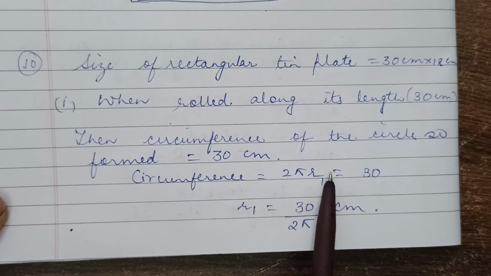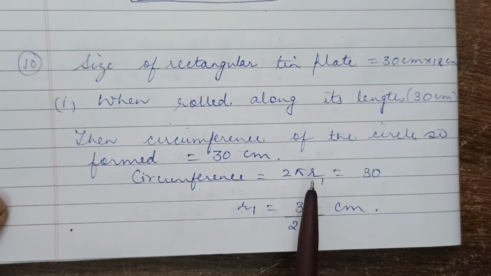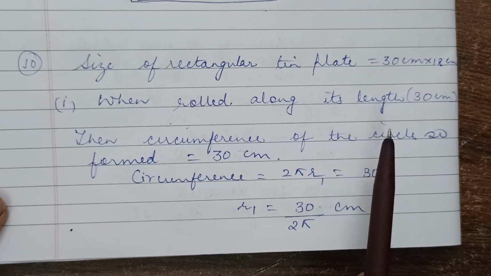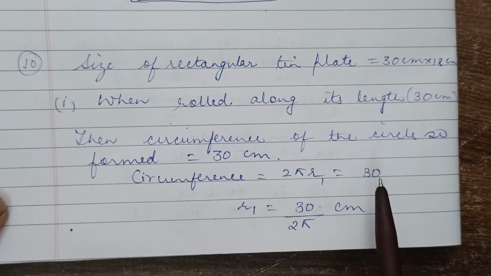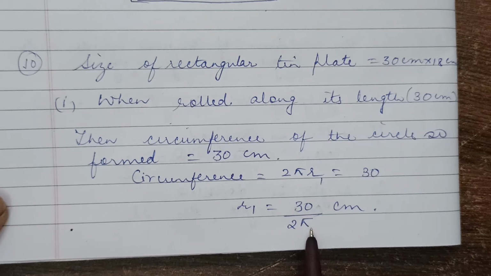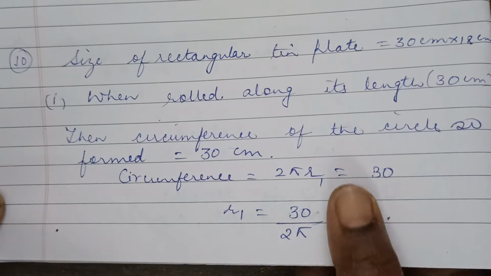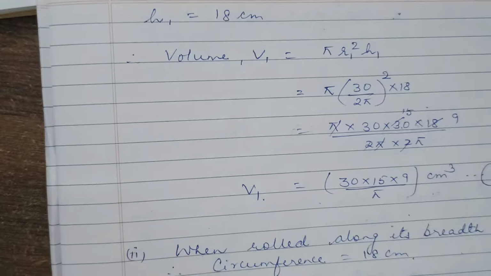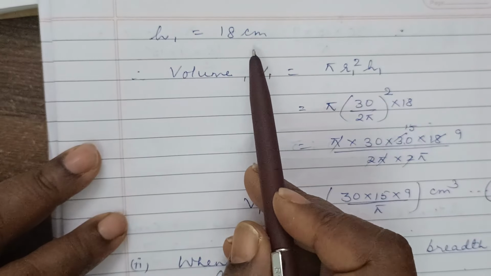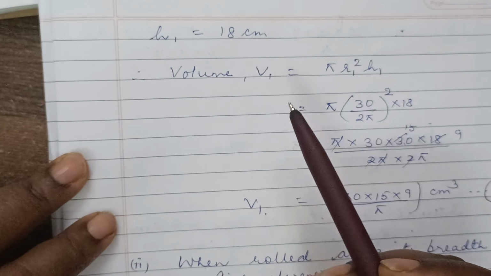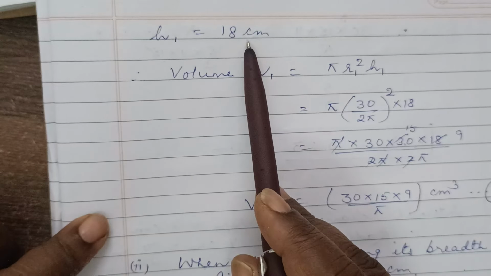We are taking it as r1 because we have to compare between the two, when rolled along 30 centimeter and when rolled along 18 centimeter. So r1 is equal to 30 by 2 pi centimeter. I'm not putting the value of pi here because we have to compare, so pi will get cancelled. Now H1 is given 18 centimeter, because when its circumference is 30 centimeter, then H becomes 18.